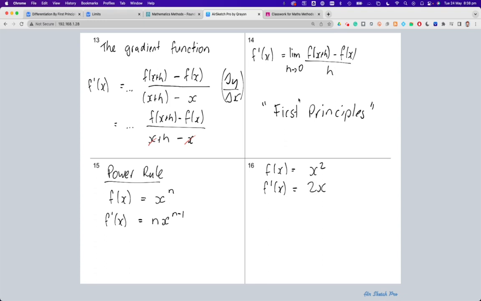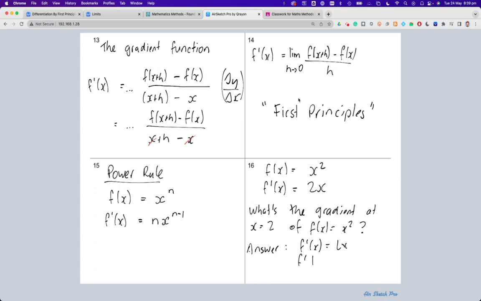So if I said, what's the gradient at x equals 2 of f of x equals x squared, the answer would be f dash of x equals 2x, f dash of 2 is equal to 2 multiplied by 2, which equals 4. So the gradient would be 4. So it's a really straightforward rule.